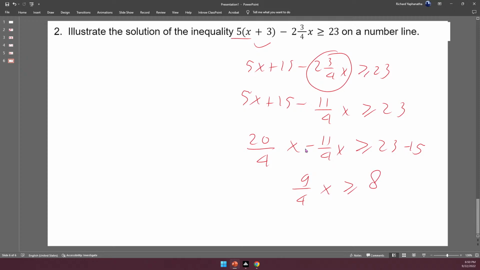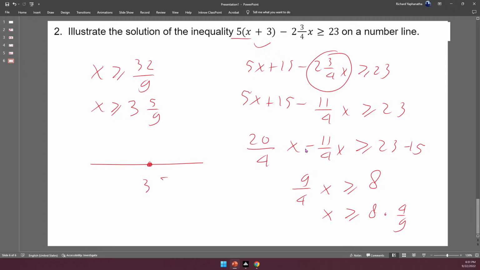8. And then after that we will have x, it is 8 multiplied by 4 over 9. And then after that we will have x bigger than 32 over 9. Or if you want to make it into a mixed number, you just leave it 3 and then we will have 5 over 9. Because it is asked to do it on a number line, you will leave it like this. Because it is said bigger, so we will go to the right. Don't forget, because it is bigger or equal, you will draw a full dot.